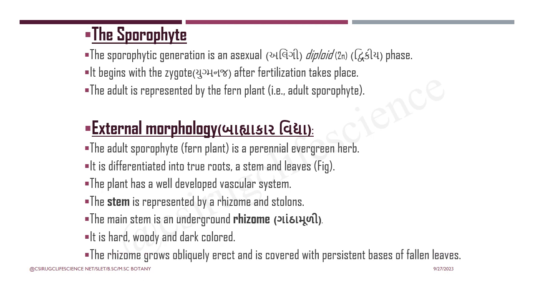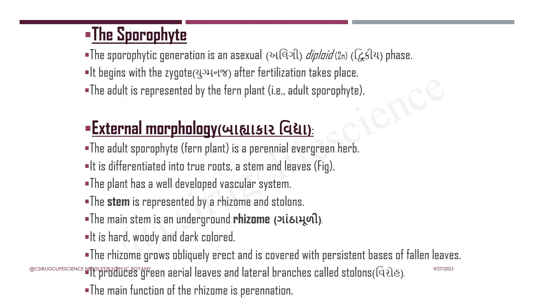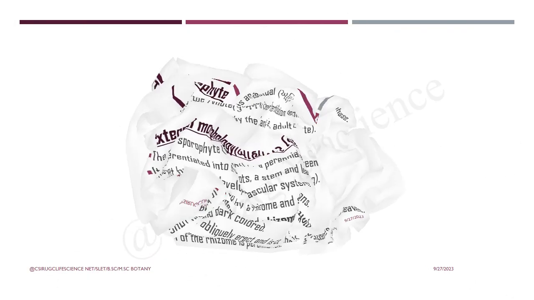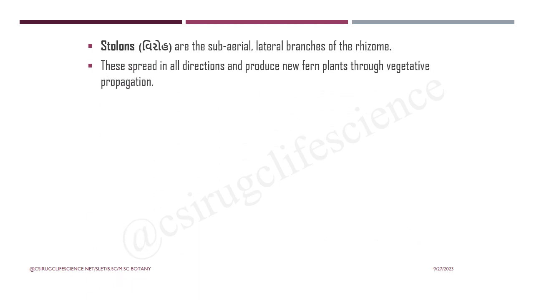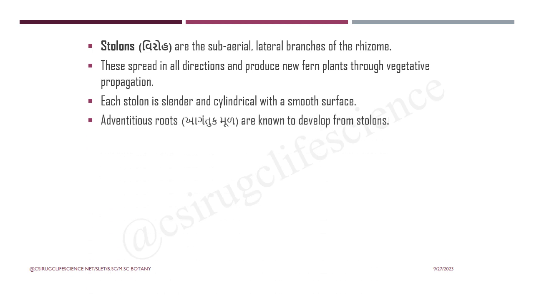The rhizome grows obliquely erect and is covered with persistent bases of fallen leaves. It produces green aerial leaves and lateral branches called stolons. The main function of the rhizome is perennation. Stolons are the subaerial lateral branches of the rhizome. These spread in all directions and produce new fern plants through vegetative propagation. Each stolon is slender and cylindrical with a smooth surface. Adventitious roots are known to develop from stolons.